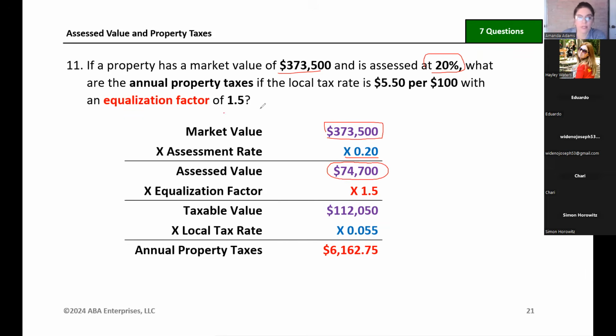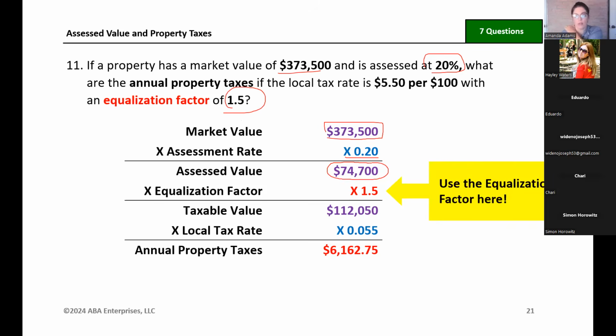But we have this equalization factor to worry about. So we're just going to put it right there. Okay, it's 1.5, 1.5. So if we multiply that by 1.5, we'll get a taxable value of $112,050. But now we need to multiply times our local tax rate.